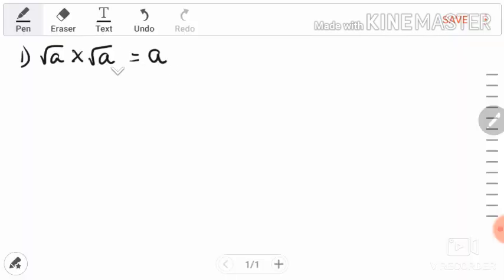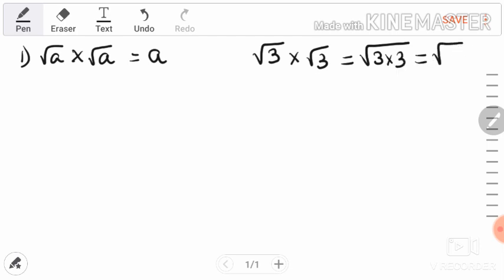Root a into root a is equal to a. For example, root 3 into root 3 can be written as square root of 3 into 3, which is equal to square root of 9, and that is equal to 3. You can take any other example and you will be able to show this result.